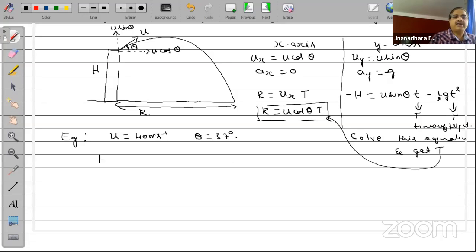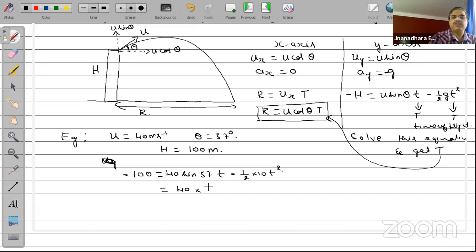Then I can write down that uy, also from a height, I should mention, height of 100 meters. So now, how do I find the time of flight? I'm going to use this expression. Minus 100 is equal to 40 sine 37 t minus half 10 t square. Look at it, I know most of it now.